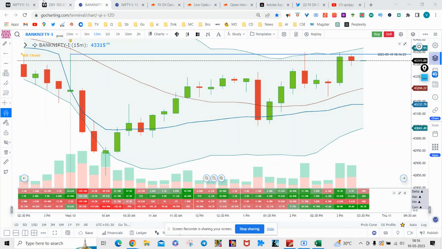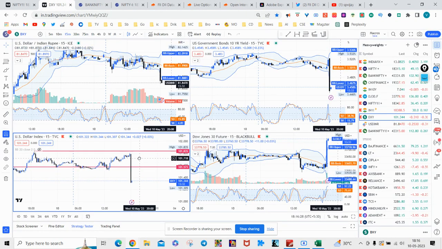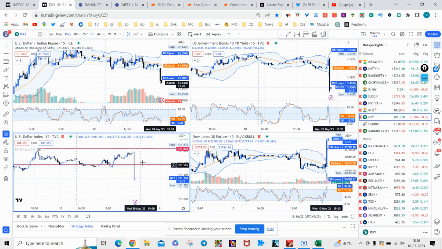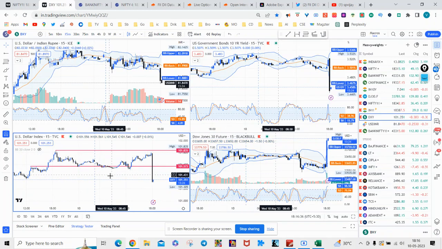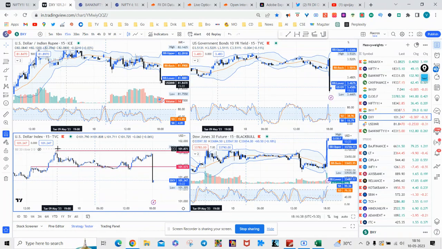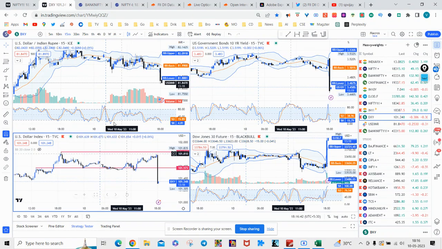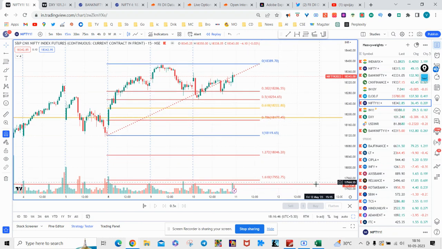Coming to the macros again, today is a big day. You can see the dollar index cracking. Maybe the CPI data is out, but anyway, today the dollar index was pretty much flat. It was inside yesterday's range, and till it breaks yesterday's range, it's neutral, like an inside bar. And coming to the levels, as we discussed, for Nifty, it took support at the 0.5 level and bounced.